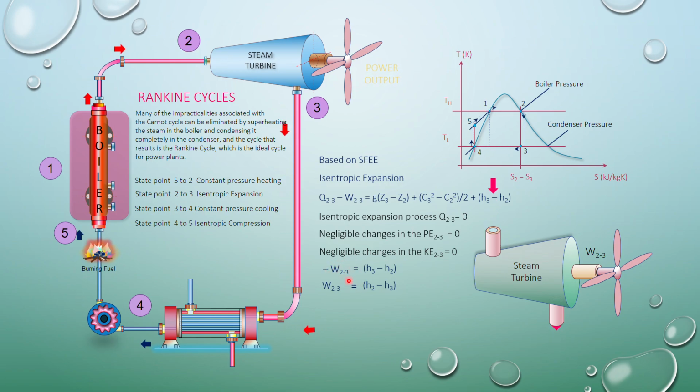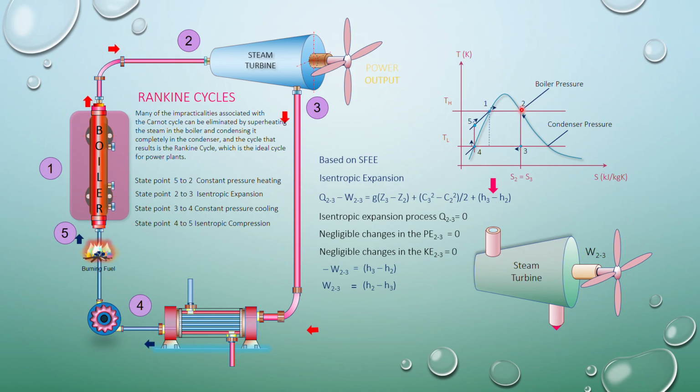So your work output is equal to the change of enthalpy alone. For work 2 to 3, you can just take the change in enthalpy from point 2, that is dry saturated vapor at boiler pressure, until it reaches point 3, which is the wet vapor at the condenser pressure. Now, since point 3 is wet vapor, how do we find H3?